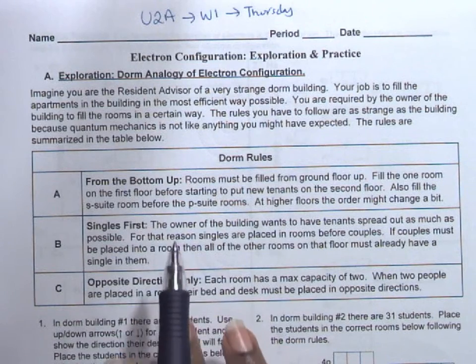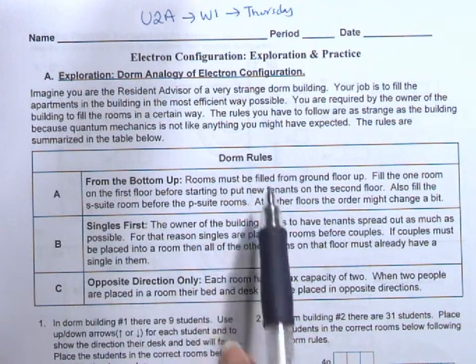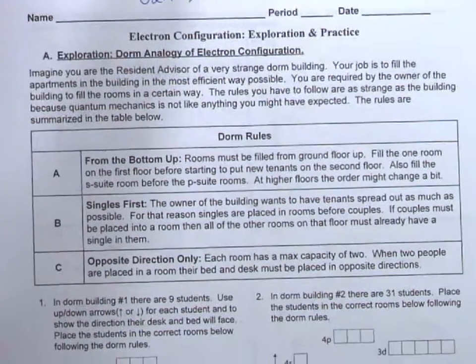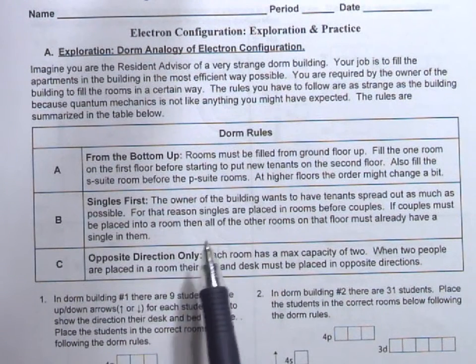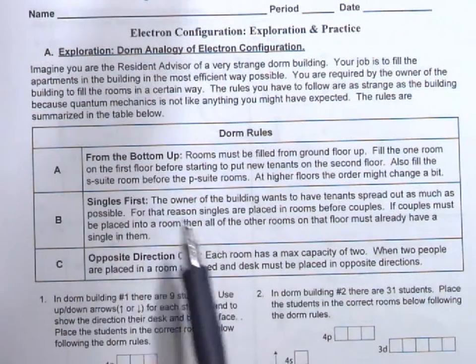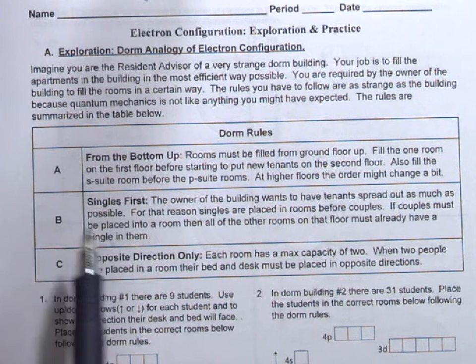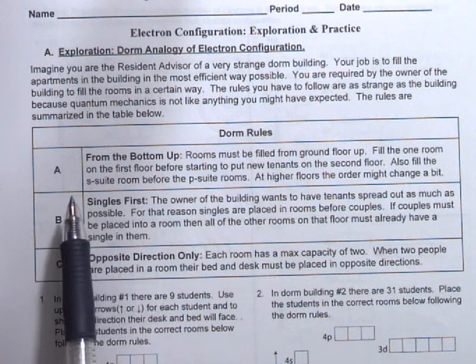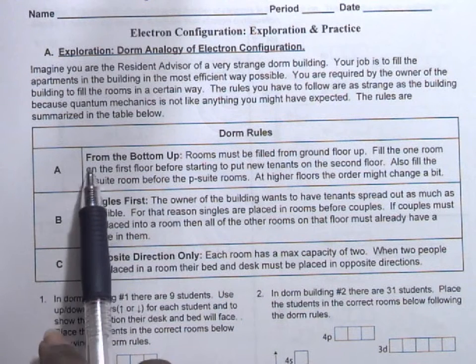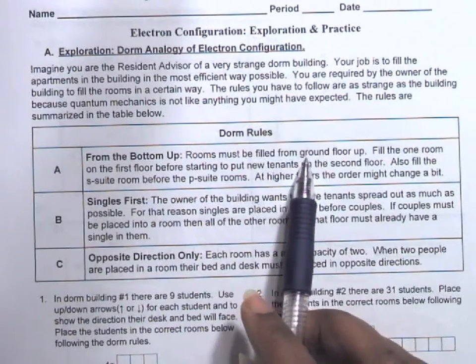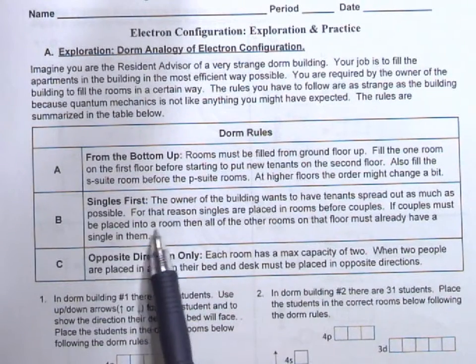Okay, so in this exploration, what folks are doing is that they're following these rules to fill up a dorm room with residents, okay? So if you want to take a moment to read the information in the beginning, you can. Now there are 3 rules to filling up this dorm building. The first one is to fill from the bottom up. So you're going to fill the rooms on the ground floor, and then you move your way up.